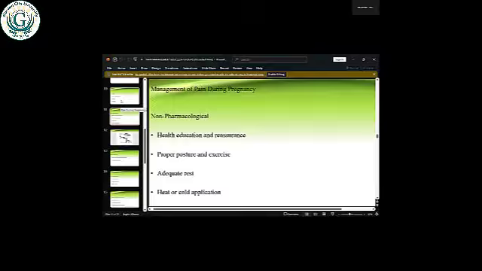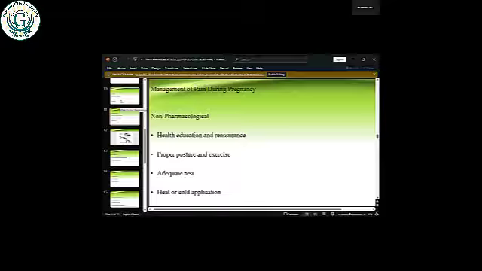I'm presenting on management of pain during pregnancy, and I'm here doing non-pharmacological management. Here we have health education and reassurance. You educate clients on proper posture, exercise, adequate sleep, and heat or cold application. On proper posture, you educate clients to sit straight and support the lower back with small pillows, and keep the knees at 90 degree angles to help the hips, avoiding crossing legs.